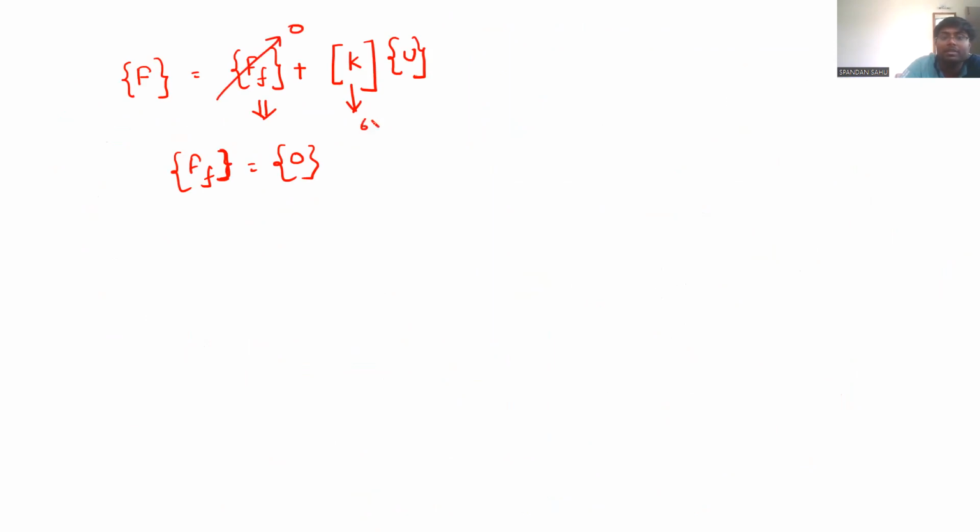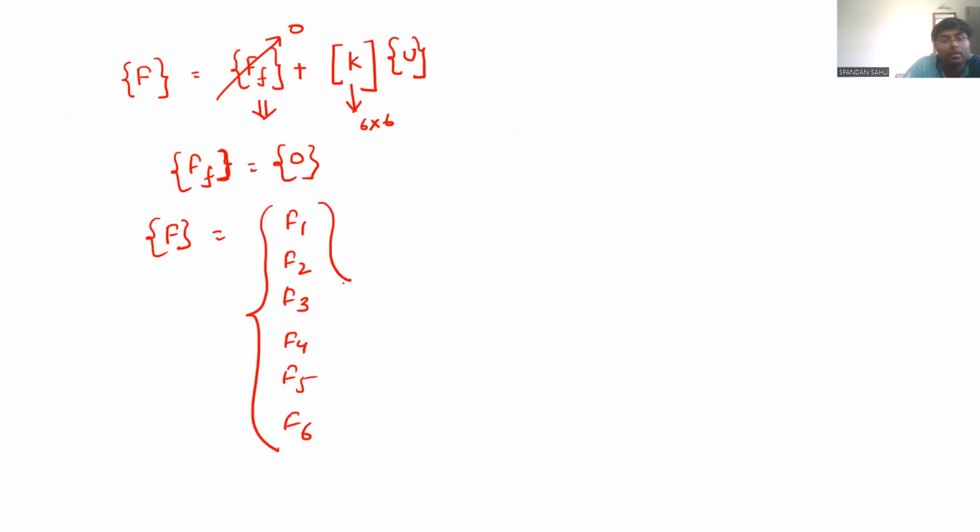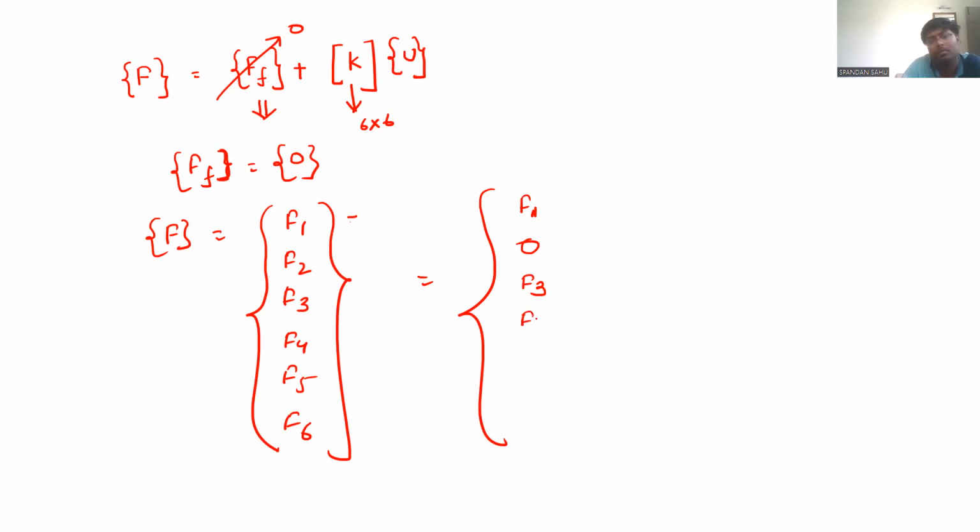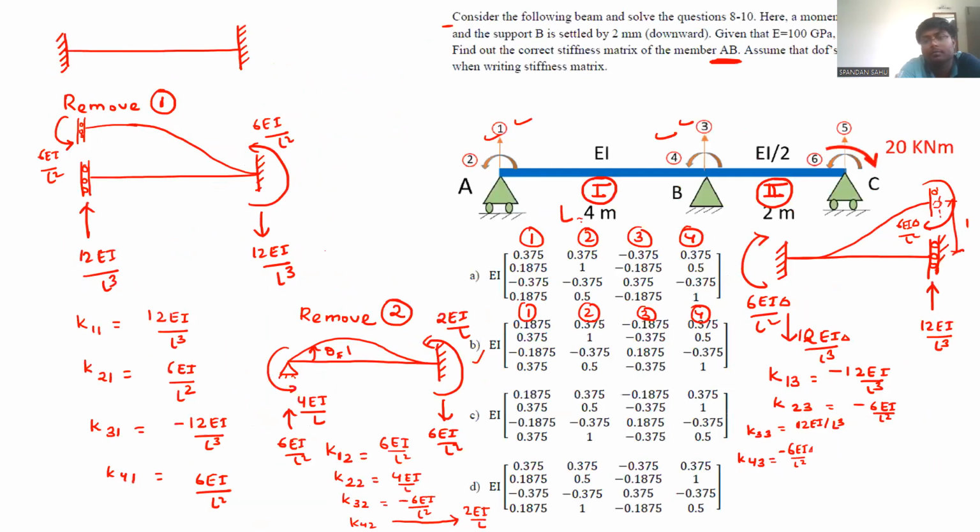You know this K matrix, which is 6 cross 6. Now let us write the F matrix. F will be F1, F2, F3, F4, F5, F6. So tell me, F1 is what? Unknown. F2 is 0. F3 is unknown. F4 is unknown. F5 is unknown.